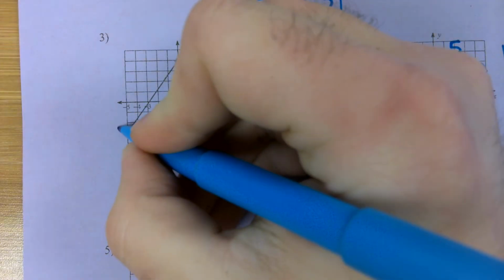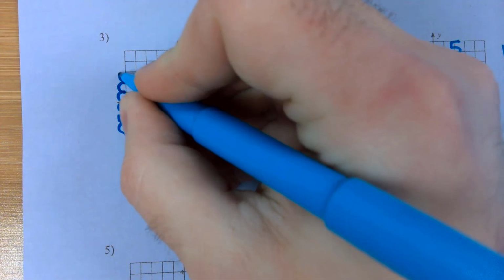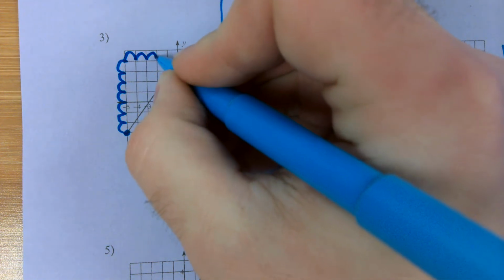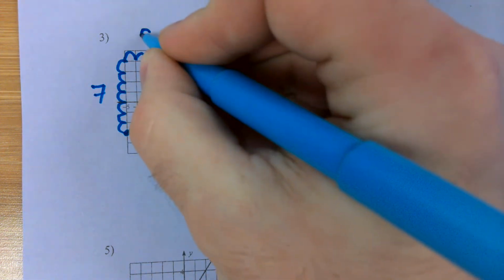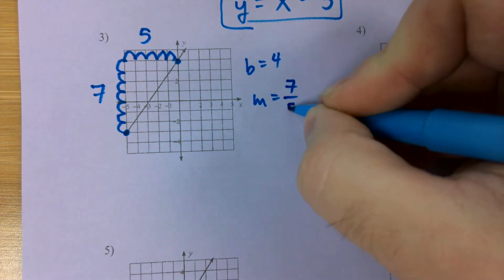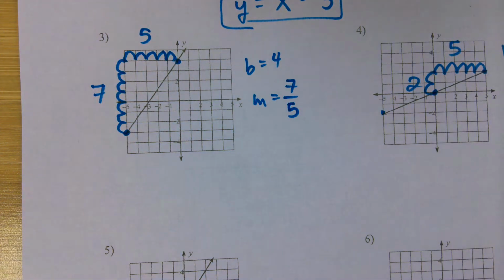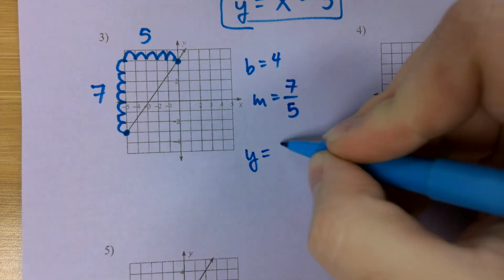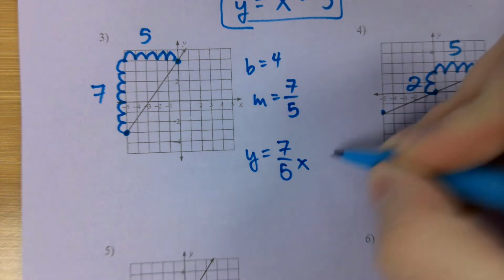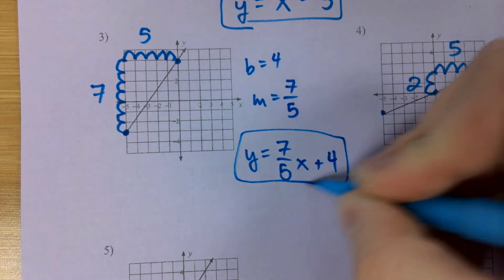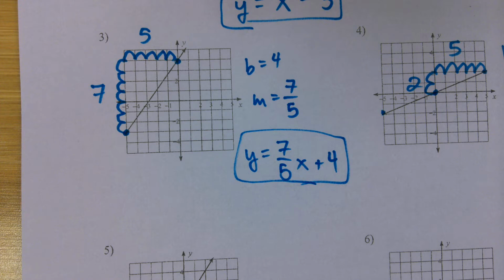So let's do our rise over run. 1, 2, 3, 4, 5, 6, 7 over 1, 2, 3, 4, 5. Can we simplify 7 over 5 at all? No, definitely not. Y is equal to 7 over 5x plus 4. Just like that.